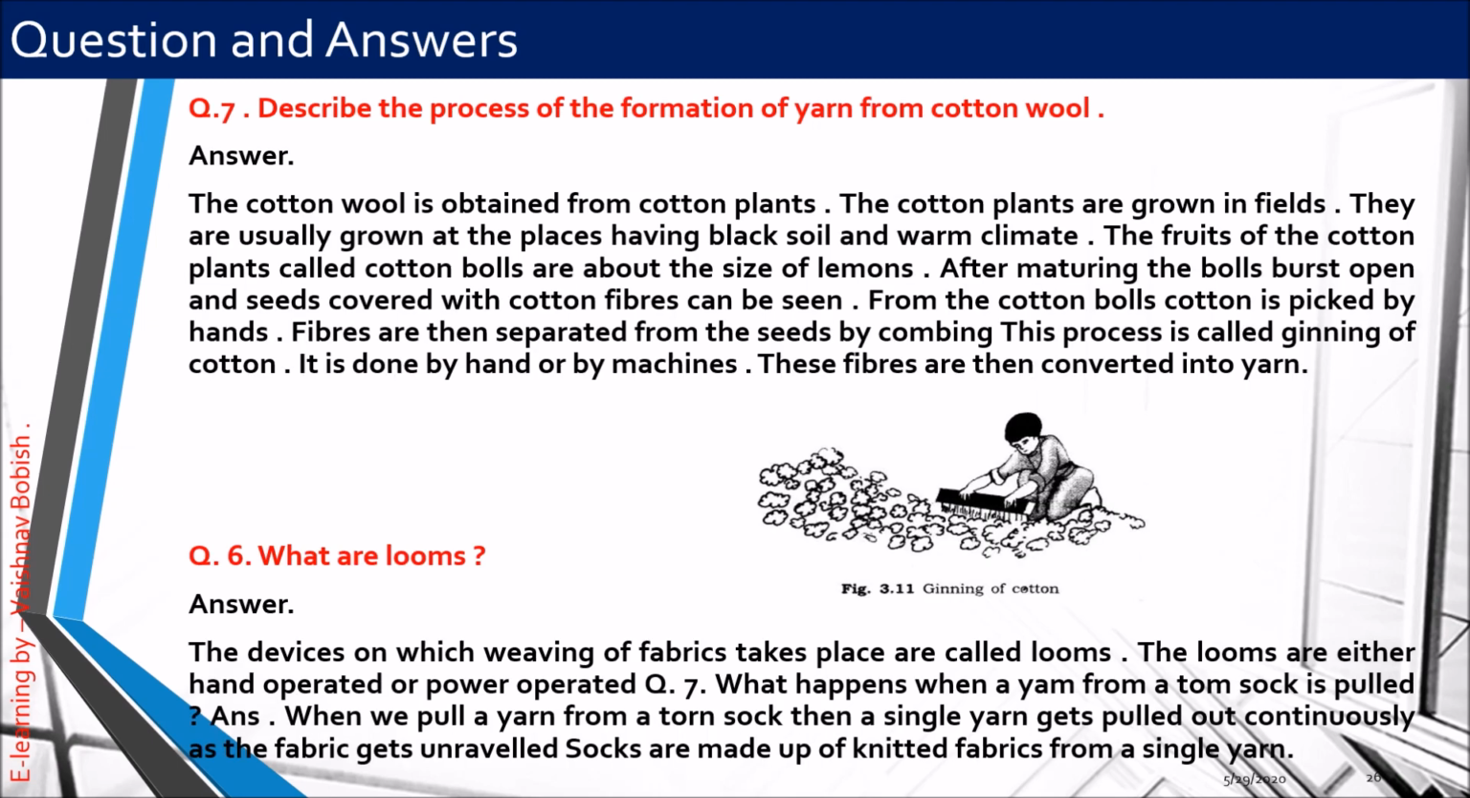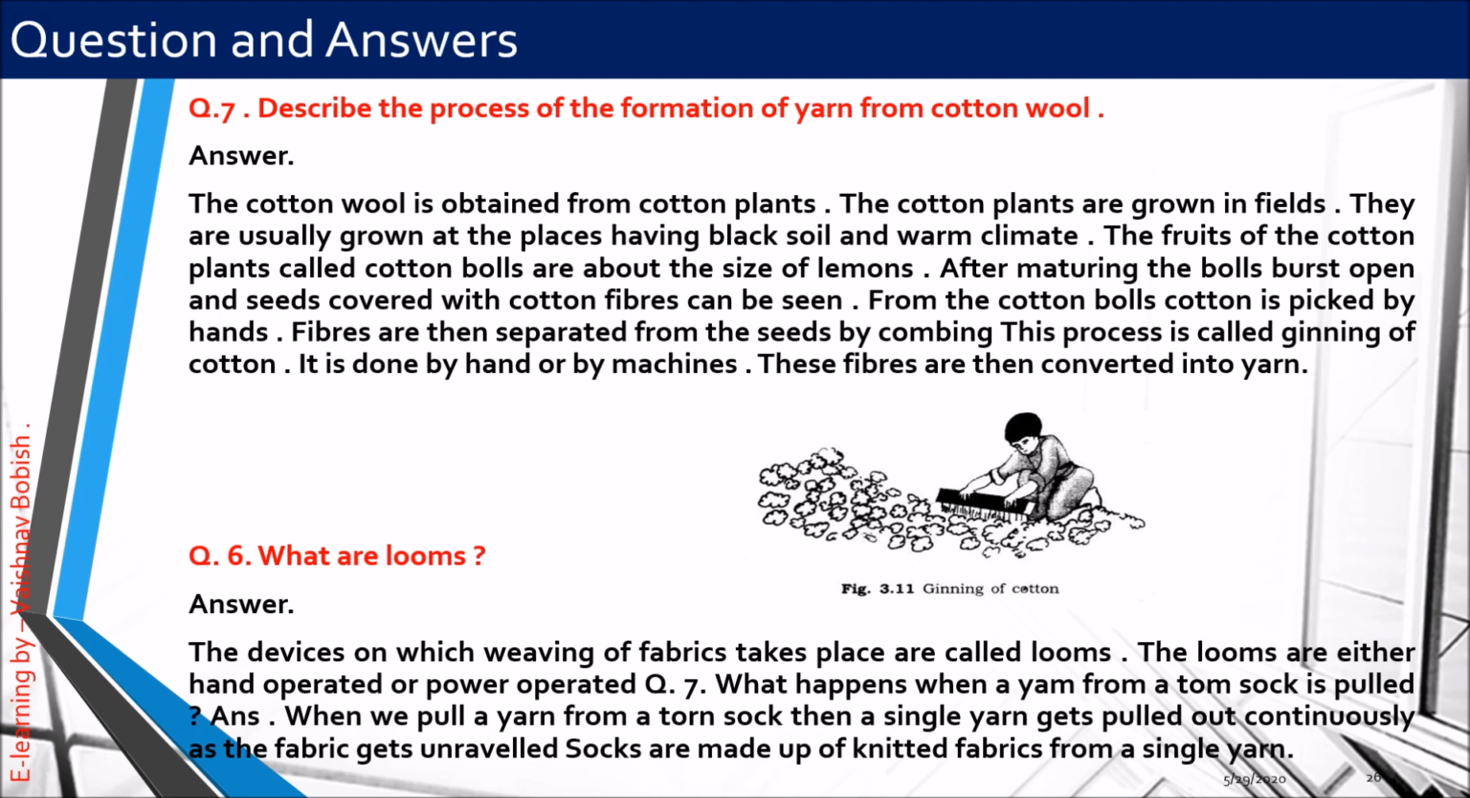Answer is the cotton wool is obtained from cotton plants. The cotton plants are grown in fields. They are usually grown at places having black soil and warm climate. The fruits of the cotton plants are called cotton bolls, about the size of lemons. After maturing, the bolls burst open and seeds covered with cotton fibers can be seen. From the cotton bolls, cotton is picked by hands. Fibers are then separated from the seeds by combing. This process is called ginning of cotton. It is done by hand or by machines. These fibers are then converted into yarn.